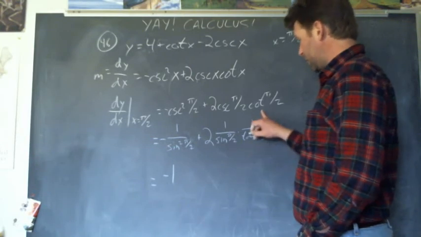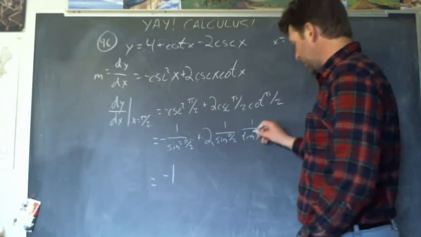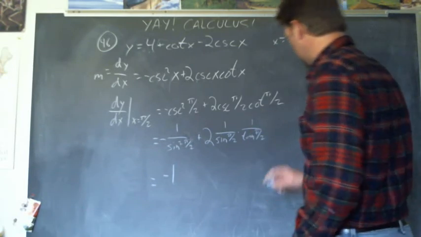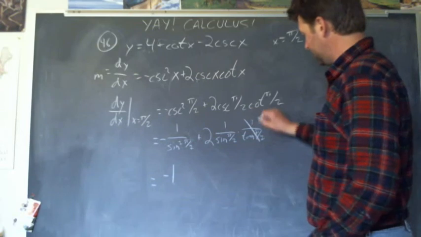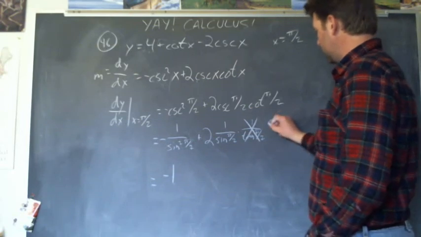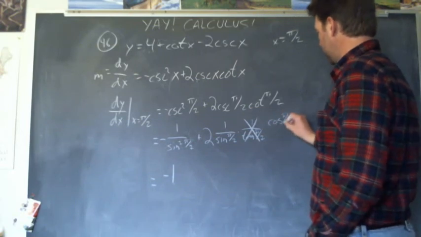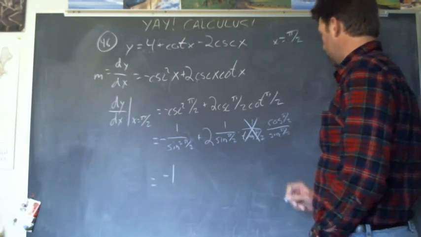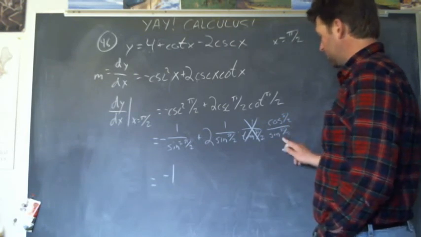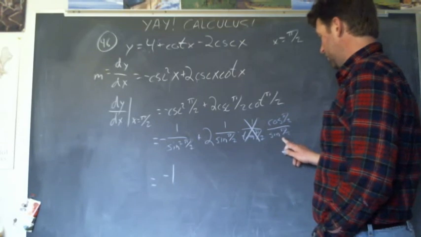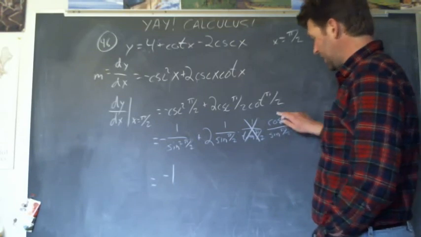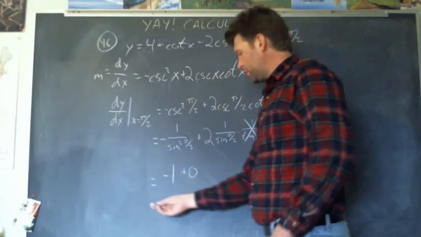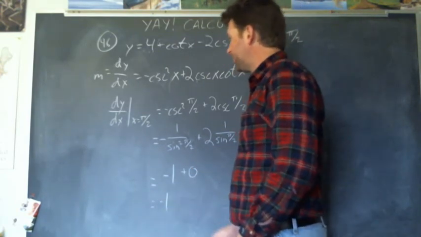undefined, so we're not going to be able to evaluate the cotangent like this because the tangent is already undefined, but the cotangent I believe is going to be 0. Instead of doing that, let's do a cosine over sine. Cosine of pi over 2 over sine of pi over 2. Cosine of pi over 2 is 0, sine of pi over 2 is 1, so 0 over 1, so that's 0, all this is 0. So our slope just equals negative 1.